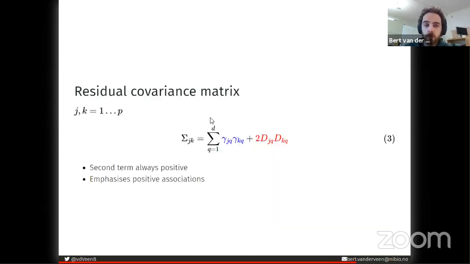The residual covariance matrix is calculated like this, where we have the elements of the residual covariance matrix, the sum over the latent variables, a quadratic term in the linear coefficients, and the same in the quadratic coefficients for different species. And since this second term is due to the quadratic model and it's positive only, this means that the model emphasizes positive species associations more in contrast to the linear GLLVM.